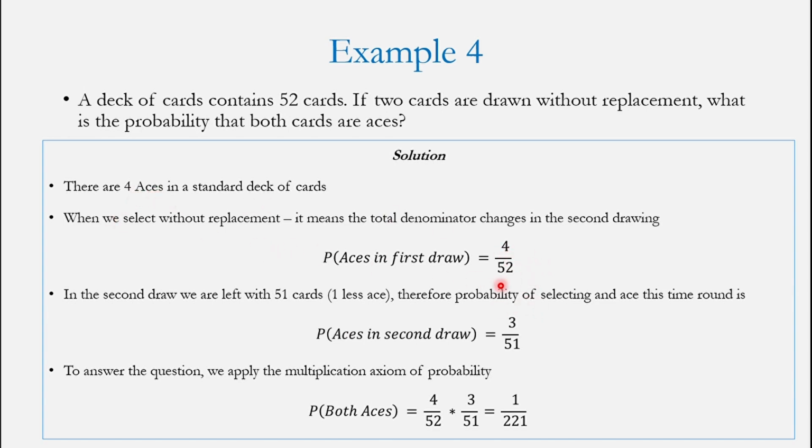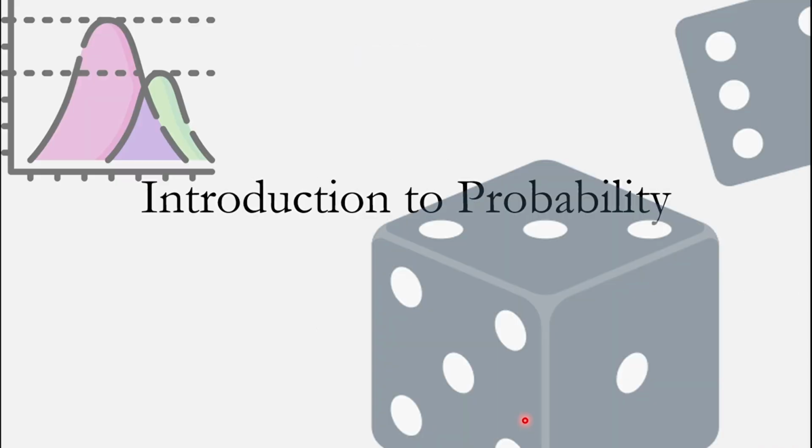Remember, we have 4 aces in the standard deck. And then in the second one, now we are left with 51. Remember, we have 1 less ace, and therefore our total aces in the second draw are 3. So that gives us 3/51. Now to answer our question, we remember we have the probability that both are aces. Here we apply the multiplication axiom, and therefore the probability that both are aces will be 4/52 multiplied by 3/51, and it will give us 1/221.